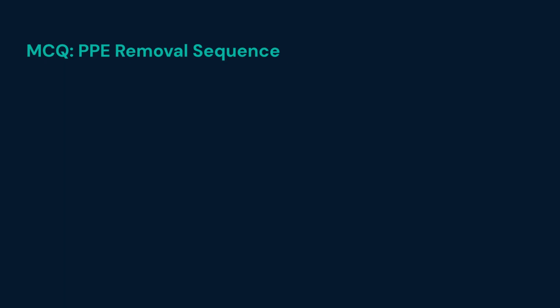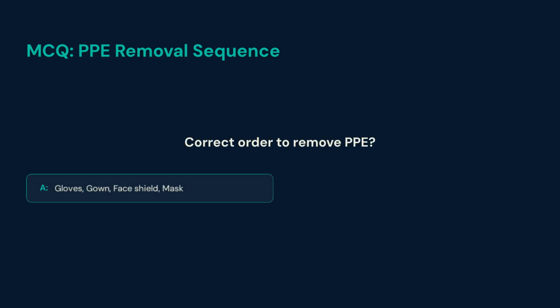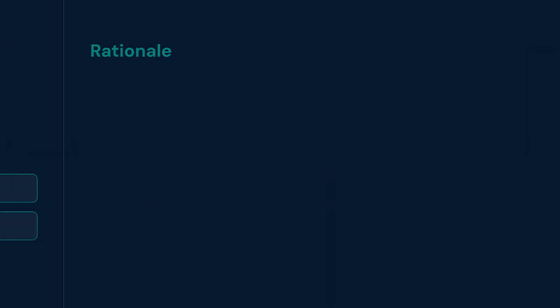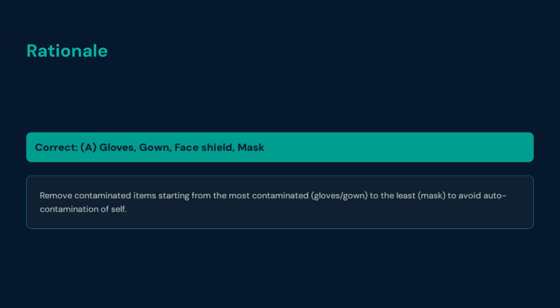Let's review the PPE removal sequence again. The correct order to remove PPE is A. Gloves, gown, mask, eyewear, B. Eyewear, mask, gown, gloves, C. Gown, gloves, eyewear, mask, or D. Mask, eyewear, gloves, gown. The correct answer is A. Gloves, gown, mask, eyewear. This sequence minimizes the risk of self-contamination, removing the most contaminated items first, then proceeding to less contaminated ones.